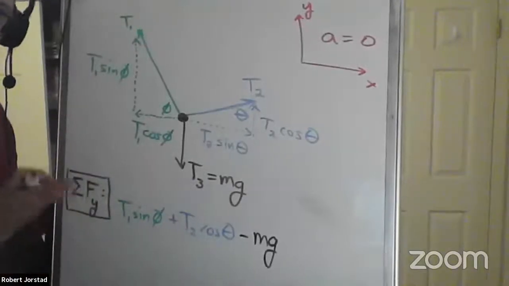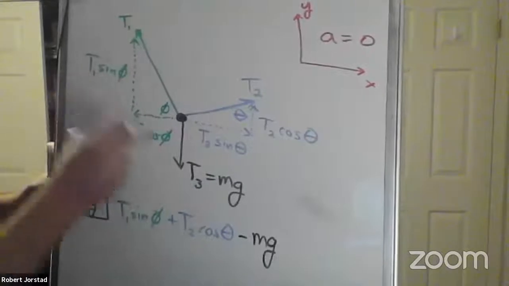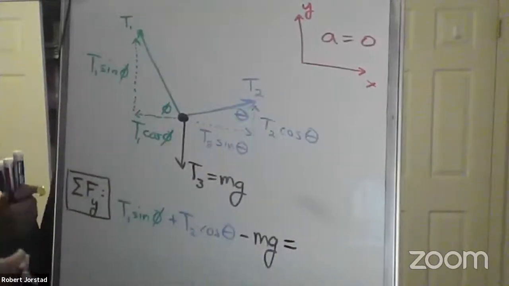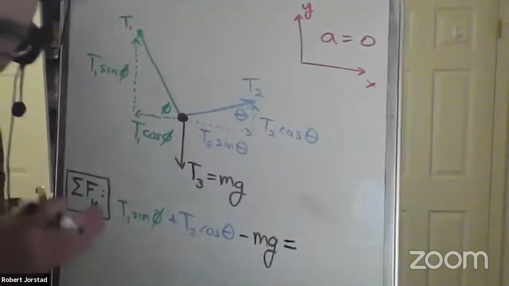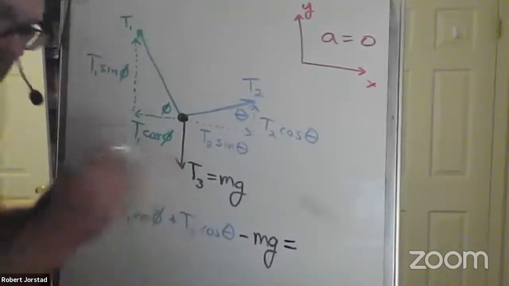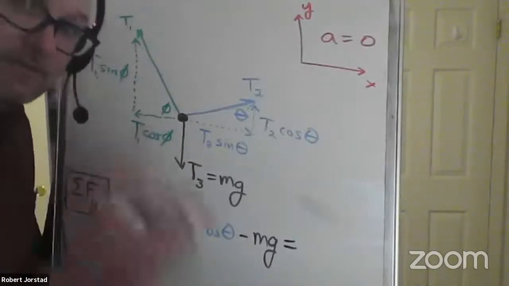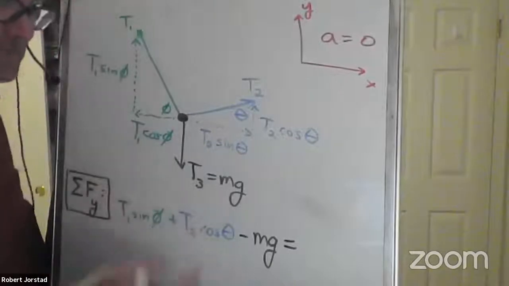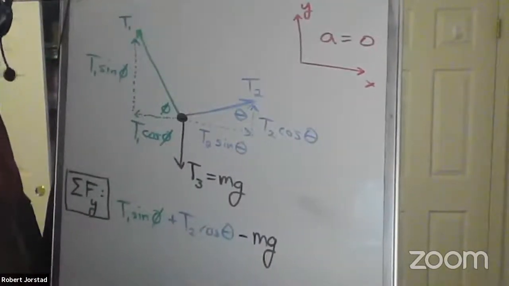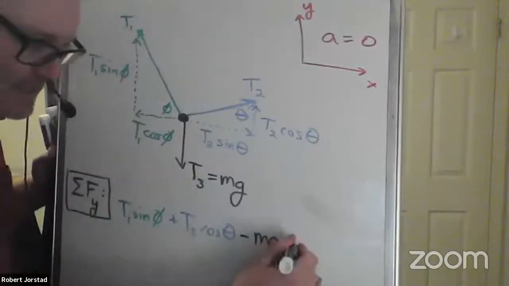Agreed? When you're done with the arrows, you have to double check. This is 1, 2, 3. Got it. Then you write the equals. Remember, we're trying to write Newton's second law. Newton's second law isn't sum of forces. Newton's second law is sum of forces equals mass times acceleration. A lot of students will just stop right here. That's not an equation. This is worthless. You have to say what it's equal to.